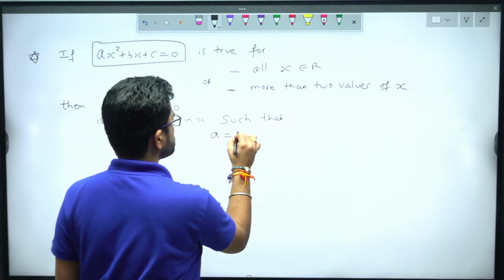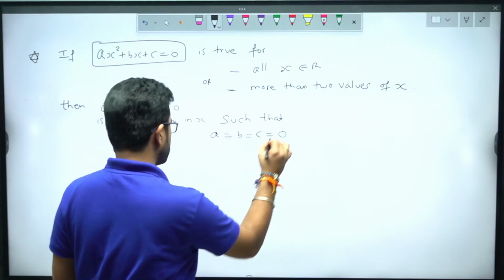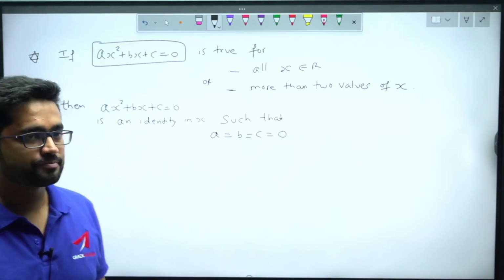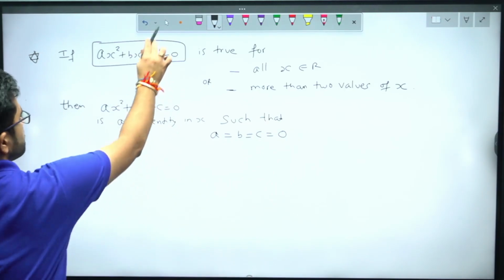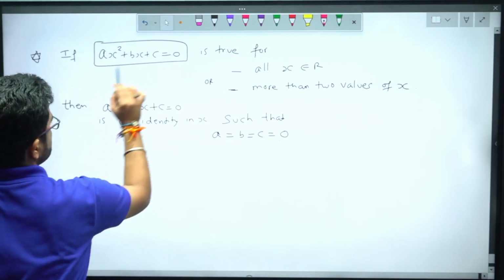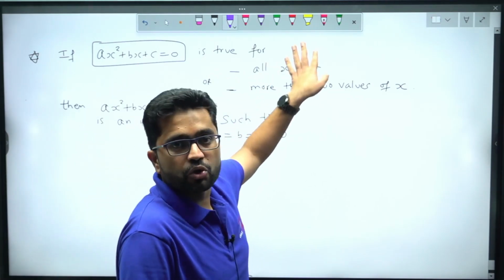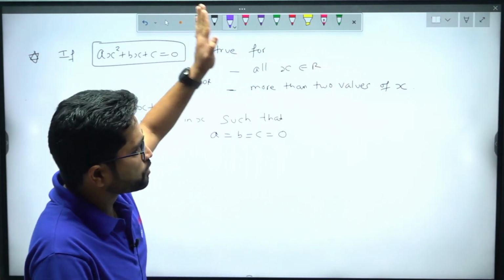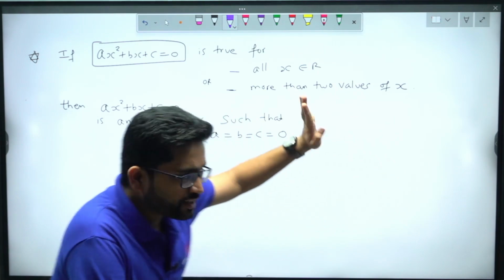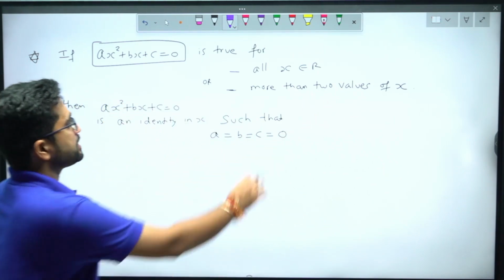A should be equal to B, should be equal to C, and everything should be equal to 0. Please read in this flow. Yes, they are simply saying this equation is true. Either they can say for all x belongs to real number, or they can say true for more than two values of x. In that case, that equation will be treated as what?